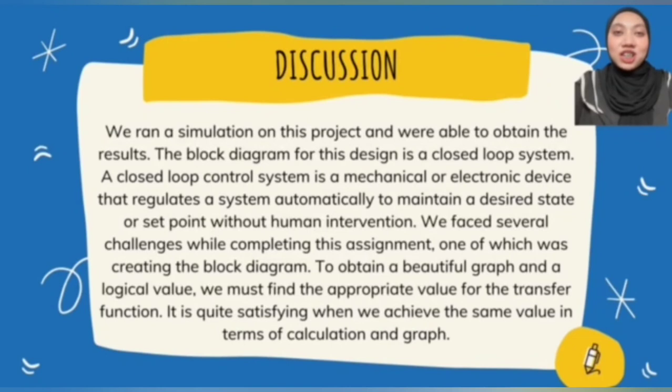We ran a simulation on this project and were able to obtain the results. The block diagram for this design is a closed loop system. A closed loop control system is a mechanical or electronic device that regulates a system automatically to maintain a desired state or set point without human intervention. We faced several challenges while completing this assignment, one of which was creating the block diagram. To obtain a good graph and a logical value, we must find the appropriate value for the transfer function. It is quite satisfying when we achieve the same value in terms of calculation and graph.